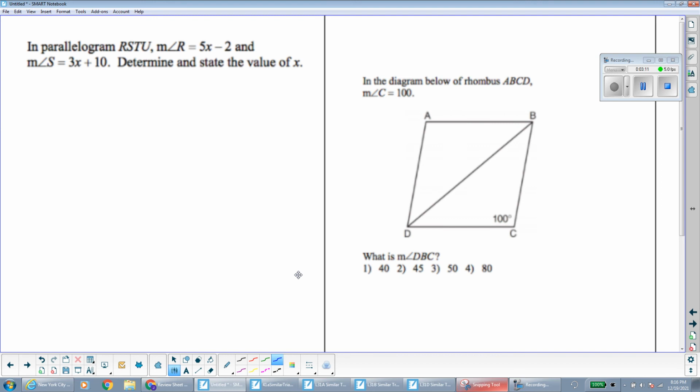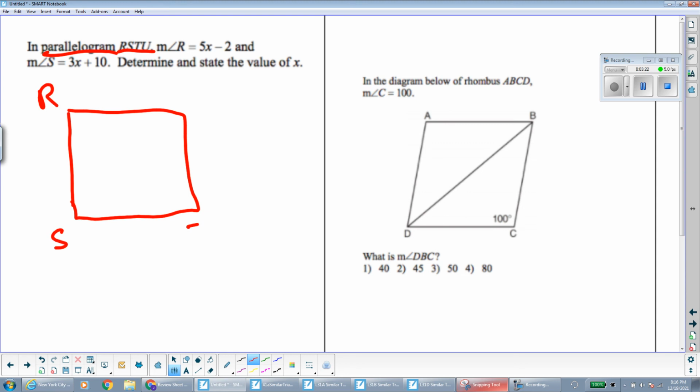In parallelogram RSTU, the first thing I'm going to do is draw parallelogram RSTU because the question is talking about this parallelogram, but I don't see it here. RSTU. So the measure of angle R is 5x minus 2, and the measure of angle S is 3x plus 10. What we need to do is determine and state the value of x.